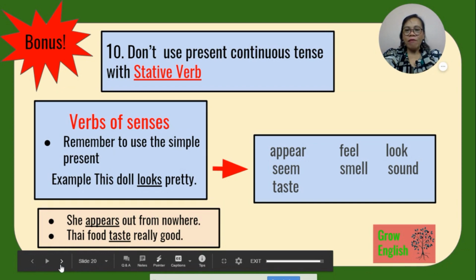Another stative verb group: verbs of senses. Remember to use the simple present. What are the verbs of senses? These are appear, seem, taste, feel, smell, look, and sound. Please use the simple present for these verbs. Example: this doll looks pretty. You won't say this doll is looking pretty. It's wrong. Please use the simple present. We have two more examples below. She appears out from nowhere. And the other one is Thai food tastes really good. These are the examples for these kinds of verbs.